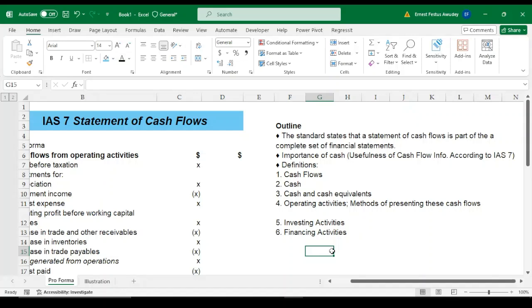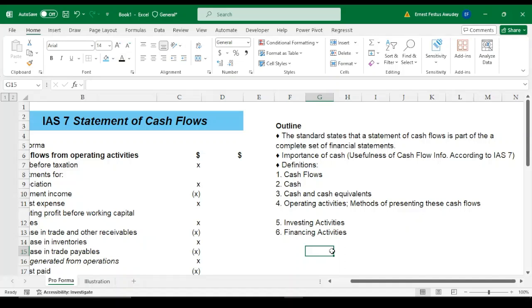All right. So you can just play that back and then listen to it. So those are some of the usefulness of the cash flow information. Now let's look at some definitions. The first one we want to look at is cash flows.